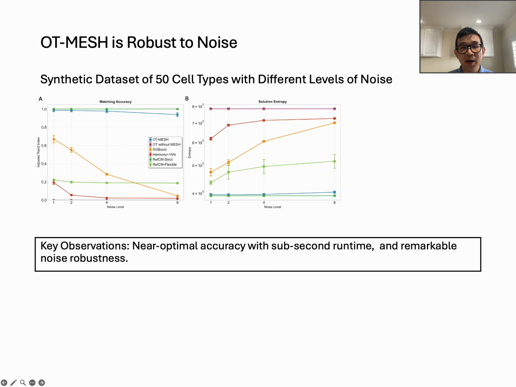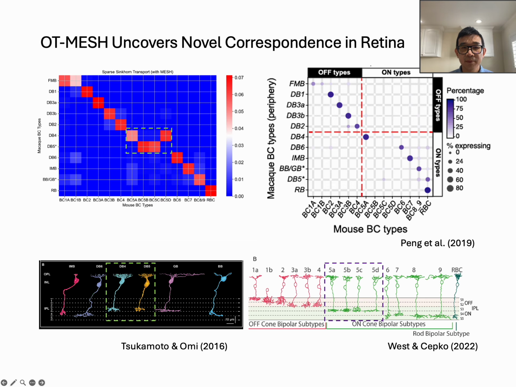Of course, data isn't always clean, it's noisy, so we tested its robustness to noise level. As you can see, even as we crank up the noise levels, the accuracy of OT-Mesh remains remarkably stable and high, and its solutions stay sparse. These results confirm that OT-Mesh successfully achieves our three goals: near optimal accuracy, sub-second runtime, and remarkable robustness.